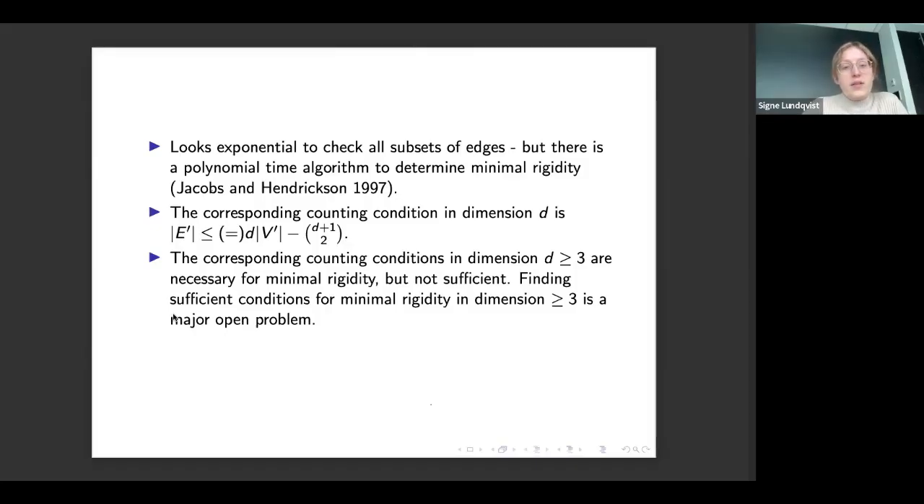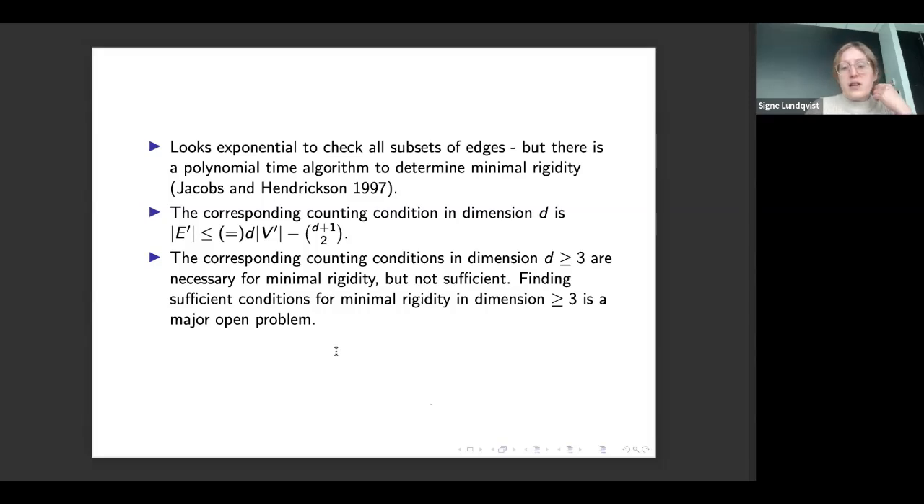All right, you can always look at the corresponding counting conditions in higher dimensions, and then you end up with not too many edges in any subgraph, and also you have an overall count that needs to be satisfied, which says that you only have the Euclidean transformations of the graph.